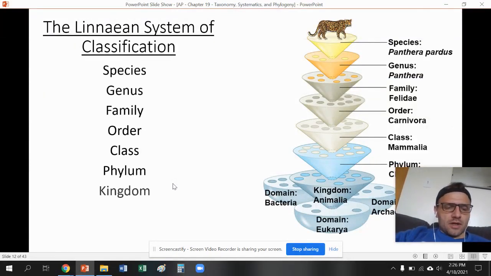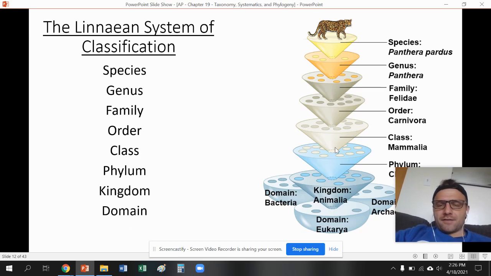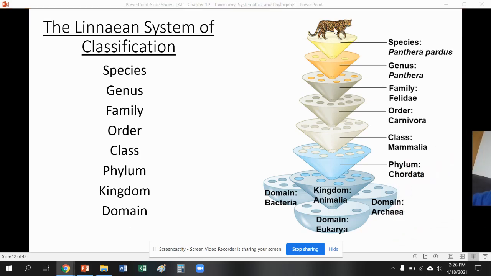All right, so going from the most specific to the least specific, we go species, genus, family, order, class, phylum, kingdom, domain. I flipped this around so you can see how that looks with the panther here. We go from domain, kingdom, phylum, class, order, family, genus, species, and you probably learned it that way. Just to show you the comparison, I don't care which way you learn it. You just have to understand domain is the least specific and species is the most specific.